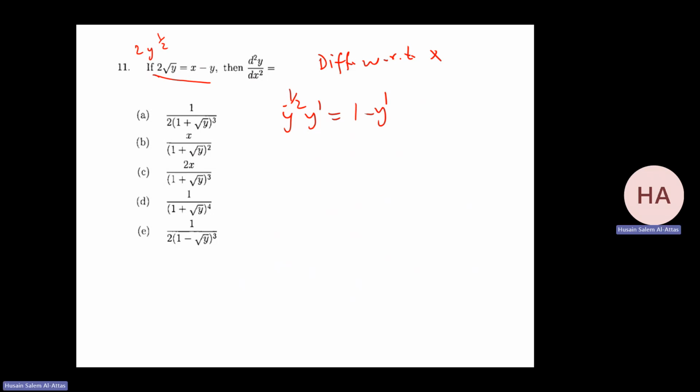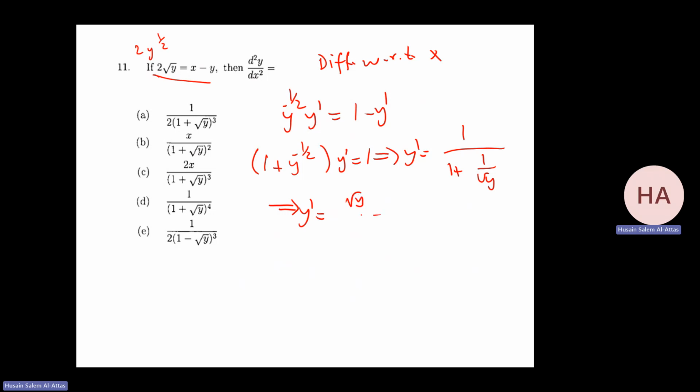Y to the power half. I see here y to the power minus half times y prime. So what I have is 1 plus y to the minus half times y prime equal to 1. So y prime equals 1 over 1 plus 1 over square root of y. Let me simplify this. So y prime equals square root of y over square root of y plus 1. That will be y prime.